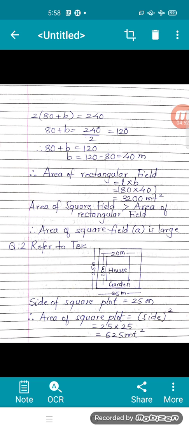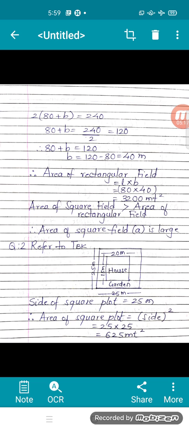Question number 2. Mrs. Kaushik has a square plot with a measurement as shown in the figure. She wants to construct a house in the middle of the plot. Please see the figure. A garden is developed around the house. Find the total cost of developing a garden around the house at the rate of rupees 55 per meter square. Let us start.